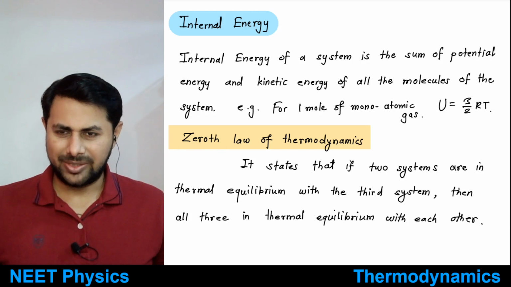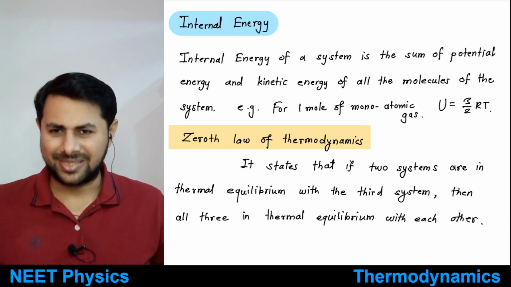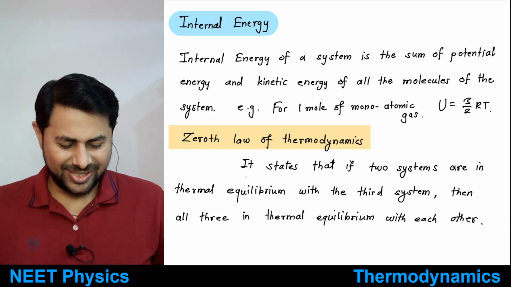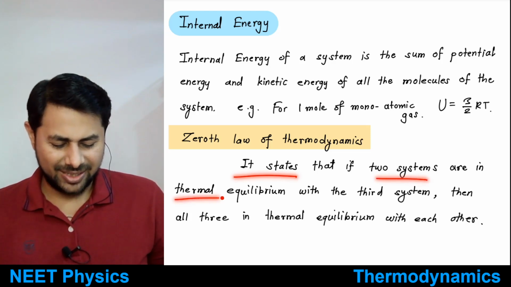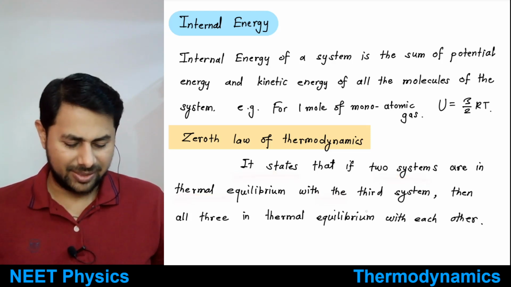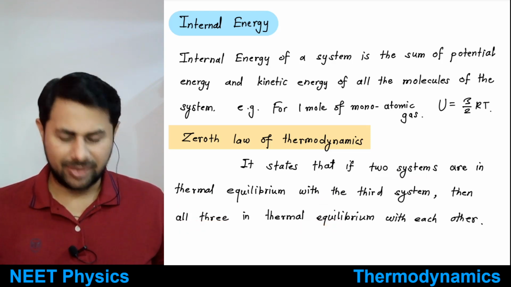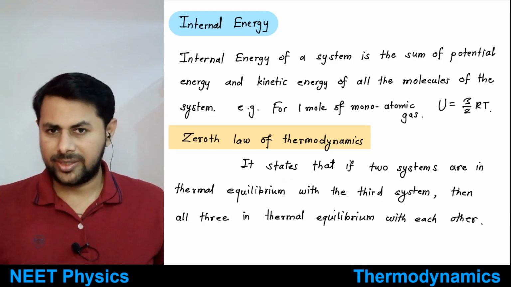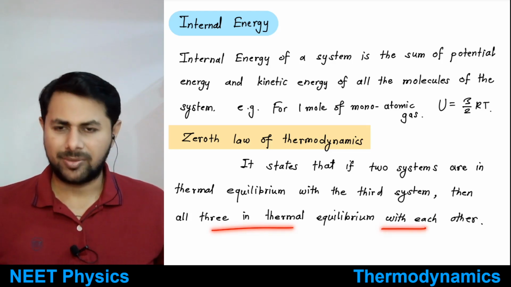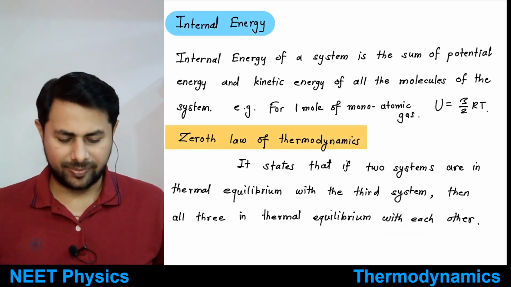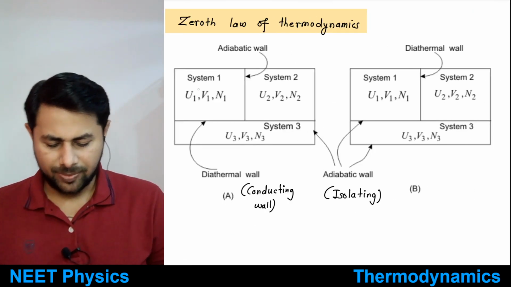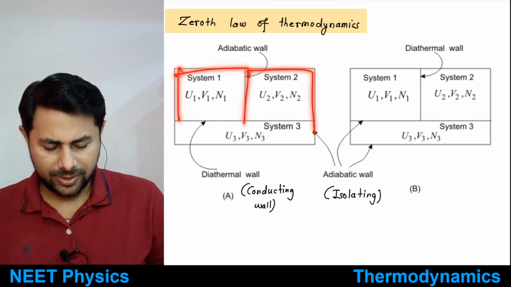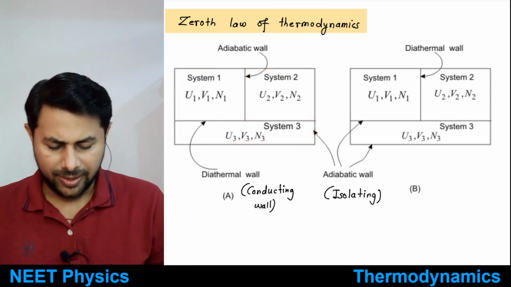So this law is very simple, and you might say this is common sense. It states that if two systems are in thermal equilibrium with a third system, then all three are in thermal equilibrium with each other. For example, suppose we have these three systems that you can see here.